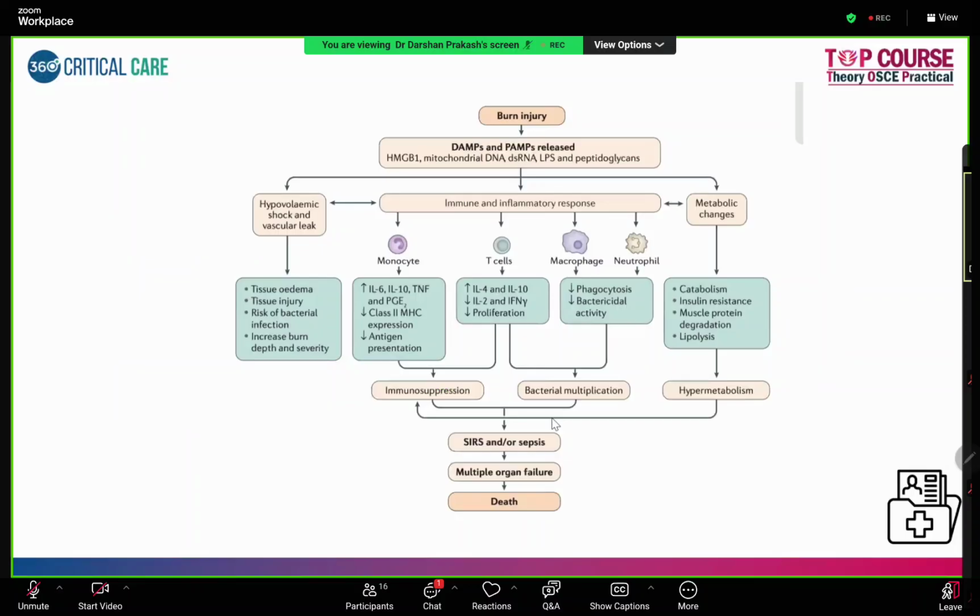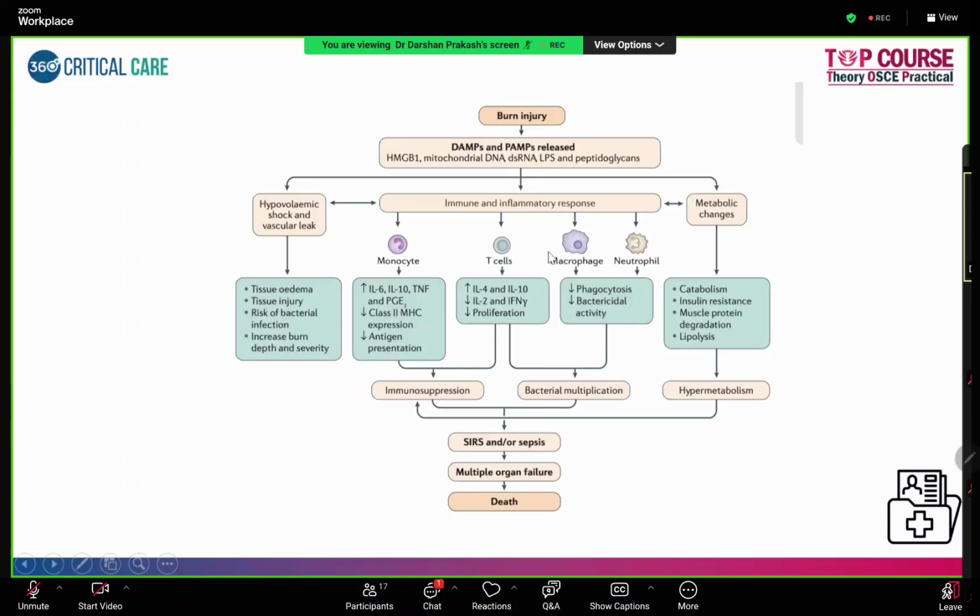So usually what happens in a burns injury, there is increased release of cytokines. There will be disease-associated molecular proteins and pathogen-associated molecular proteins which will be released. And that causes a lot of cascading effects. It can lead to hypovolemic shock and vascular leak, impaired immune response, and metabolic changes. All of this together can cause immunosuppression, bacterial multiplication, hypermetabolism, leading to multi-organ failure and death.